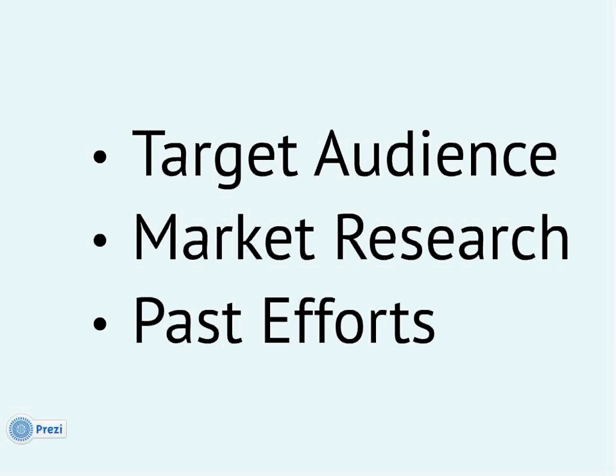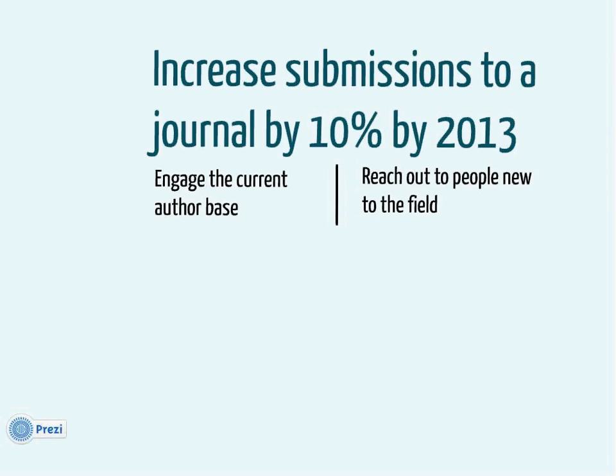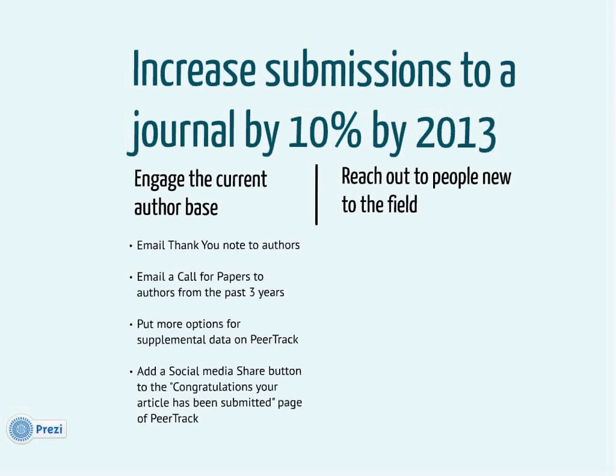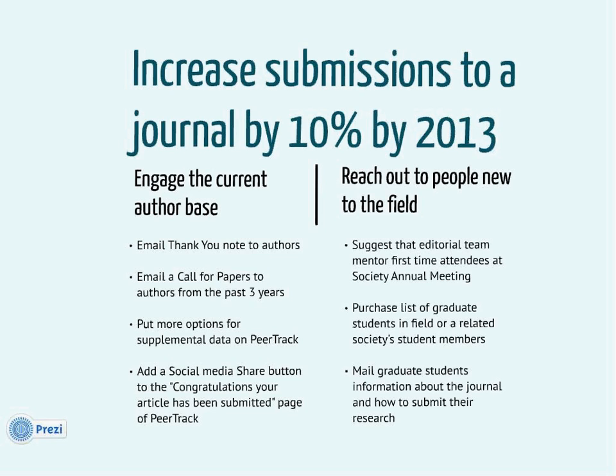Some of the tactics, for example, are to email thank you notes to authors, email a call for papers. These are all things that are engaging the current author base. Maybe add a social media share button to the page where your article is submitted. Examples of times where we're reaching out to new people: maybe we can buy lists from another society of their student members and target them with an email campaign, or we could mail them information about the journal.